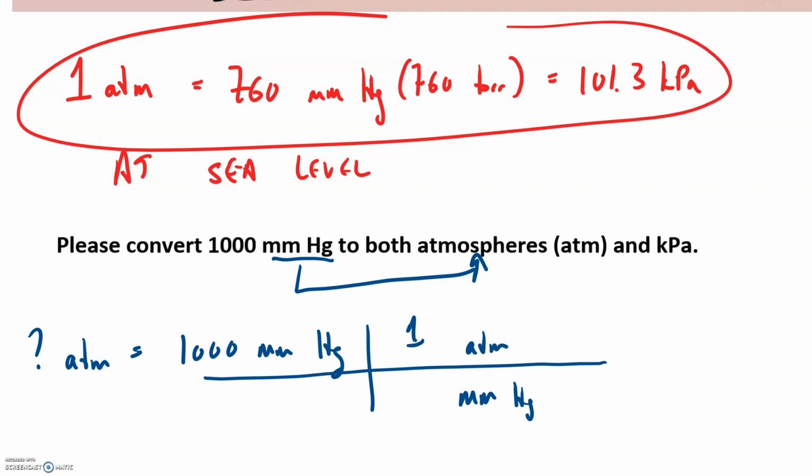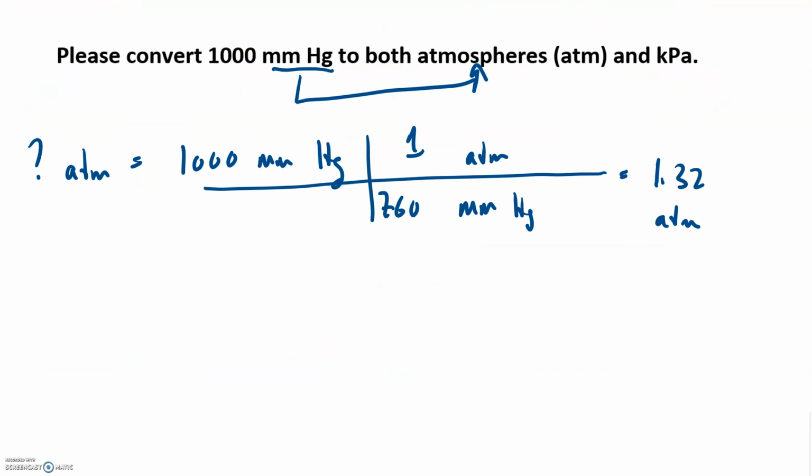We know that 1 atmosphere is the equivalent of 760 millimeters of mercury. So multiplying across the top and dividing by the bottom as we do, we get 1,000 times 1 divided by 760 is 1.32 atmospheres. Easy peasy, right? Let's do this next one.